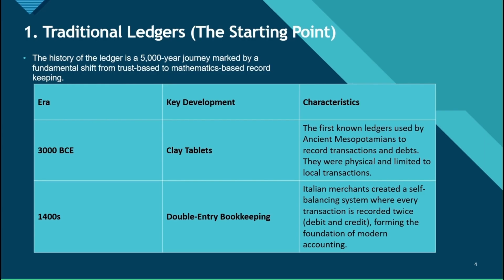The records were inherently limited because they relied on the local system of trust and did not contain a comprehensive, standardized method for ensuring mathematical accuracy across all accounts. 2. 1400s, double-entry bookkeeping, the modern foundation, era.